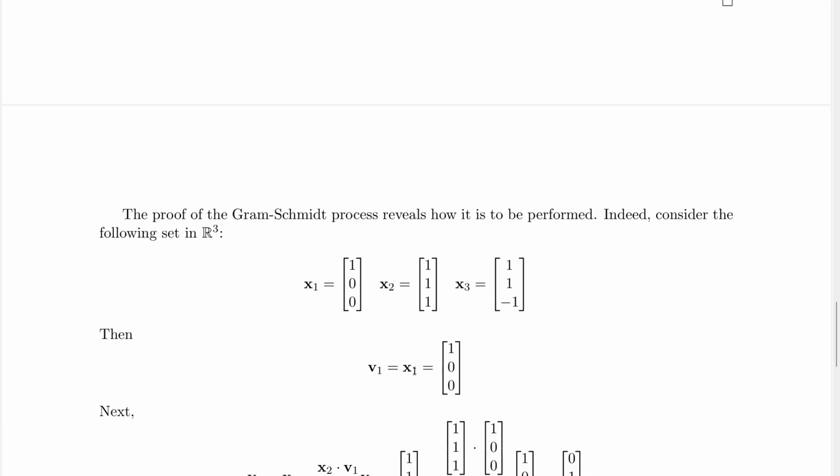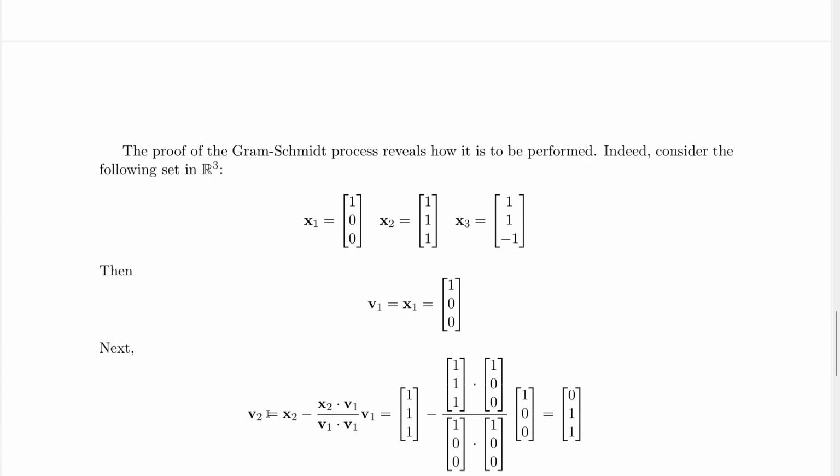Well, v1 is x1, so we don't have to do anything there. v2 has to be x2 minus x2 dotted with v1 all over v1 dotted with v1, scaling v1. And I've done the computation for you. Note that it just eliminates that top element so that now x1 and x2 are perpendicular to each other.